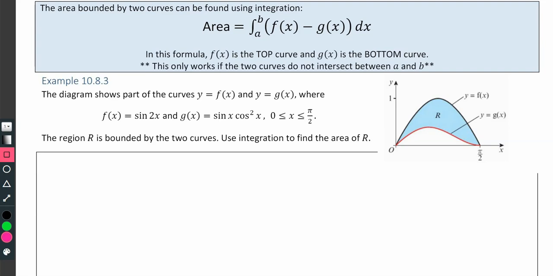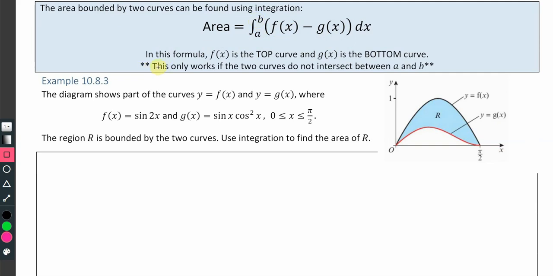Now before we do example 10.8.3, let's take a look at this little formula here. The area bounded by two curves can be found using integration. So this is like in the following example, an area trapped between two curves. The area can be found by working out f of x take away g of x, where in this formula f of x is the top curve, so the one that is higher up, and g of x is the bottom curve. Take them away and then integrate between limits of a and b.